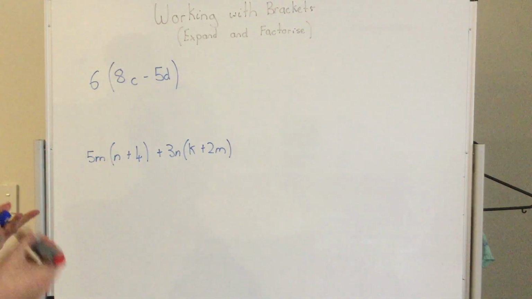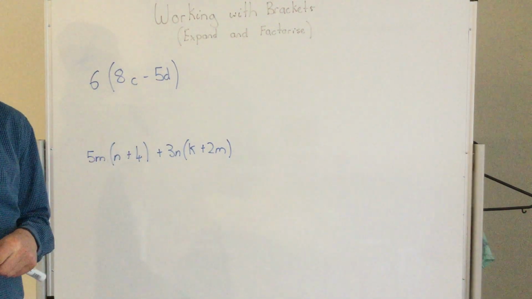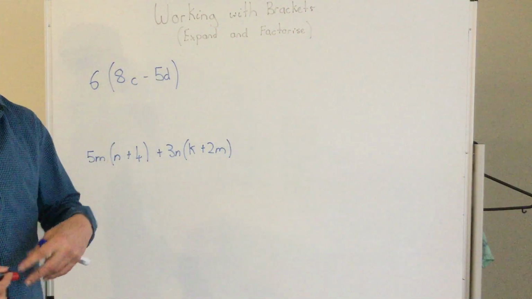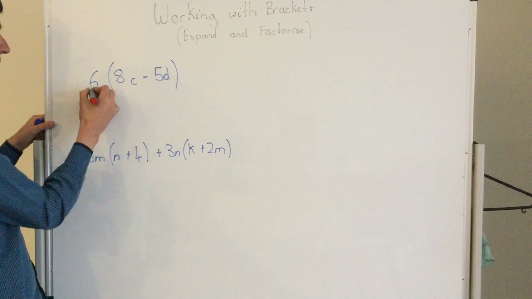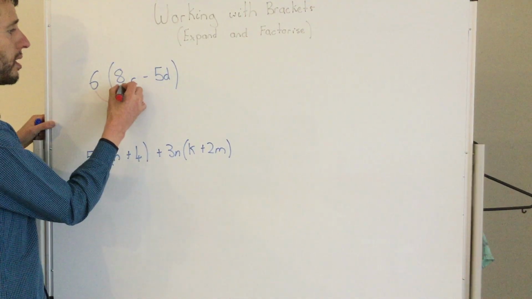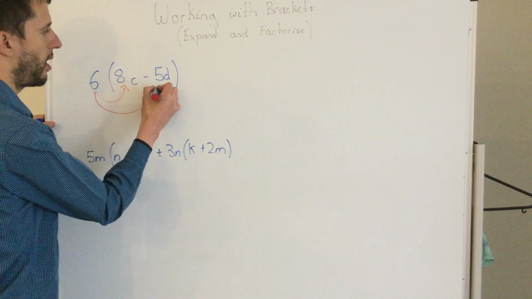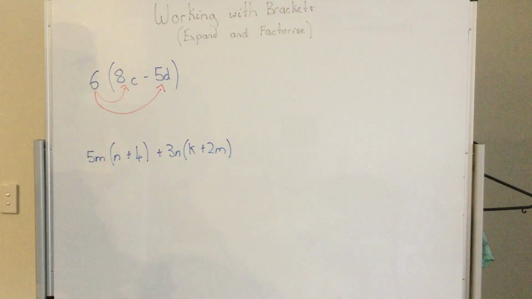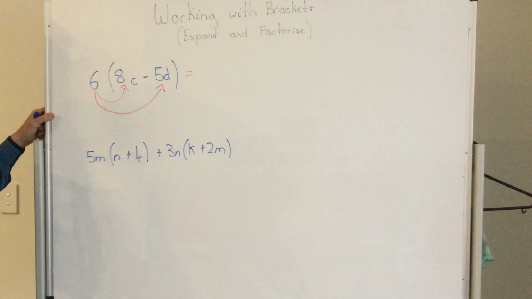Now, normally with order of operation, we will do the inside first. But we don't know what C and D is, so we can expand it out. So when you've got a number on the outside, it needs to times by 8C, and it also needs to times by 5D. So everything inside the bracket. So let's work through this one together.